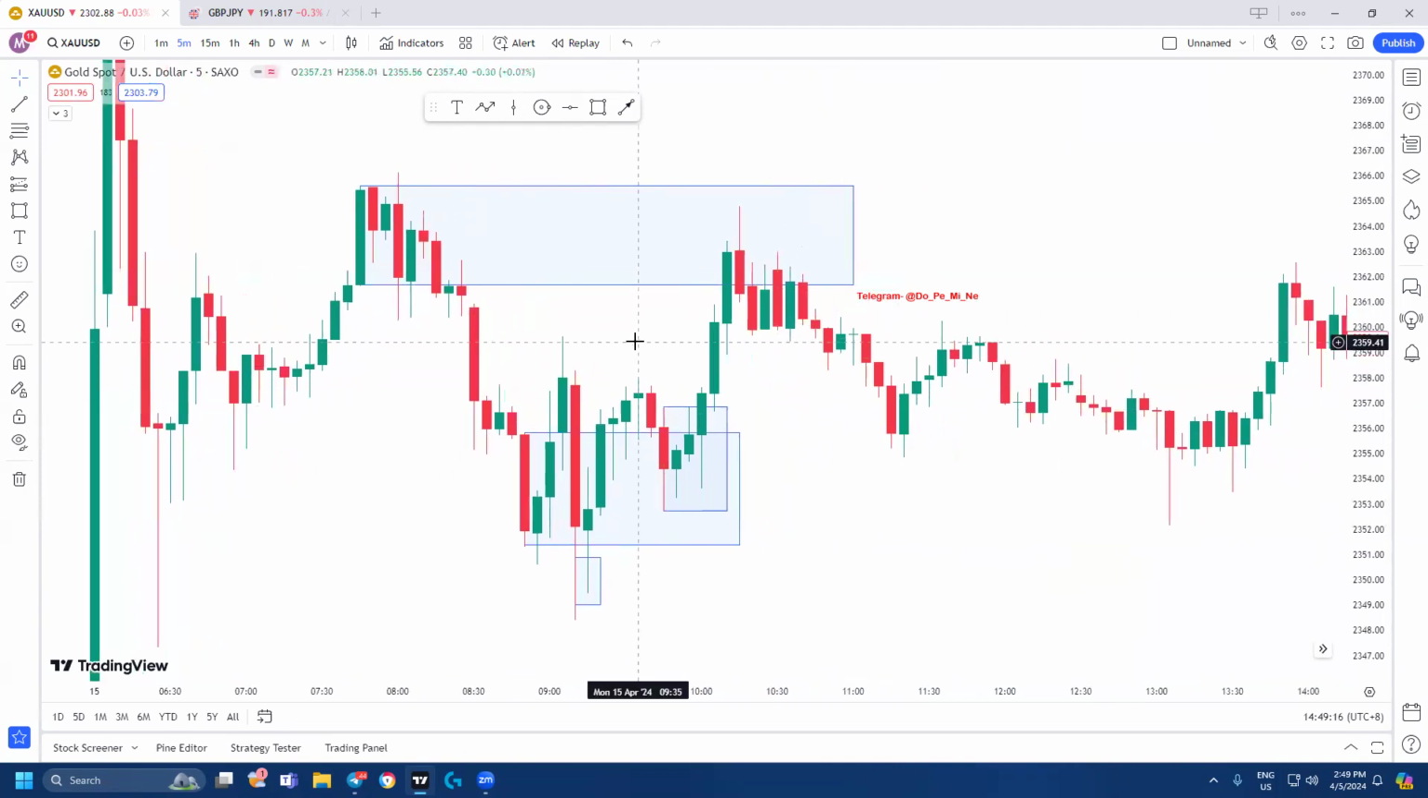How do we find out that this is a pullback setup or a direction setup? How can we find that this is a retracement setup and this is the main direction setup? This is the retracement setup. How then to find that, bro? How can we consider this a retracement setup?